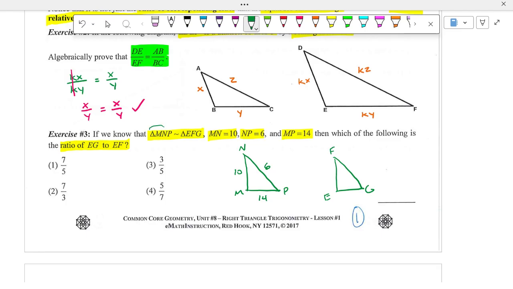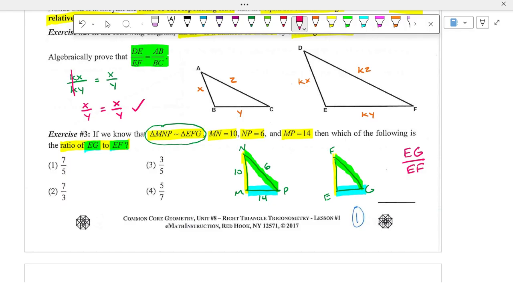So we know that they're similar. So let's go ahead and mark corresponding sides. What's the corresponding side to MN? EF. So MN and EF are corresponding. What's the corresponding side to NP? FG. Good. What's the corresponding side to MP? EG. So they want to know what's the ratio from EG to EF. So in other words, we want EG over EF.